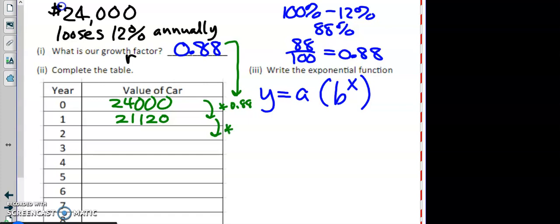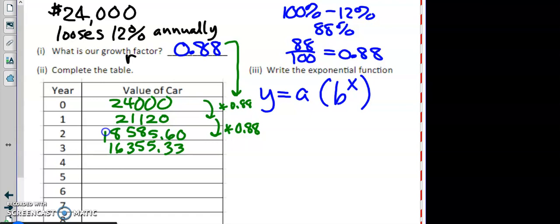To figure out what the car is worth after the second year, we'll multiply again by 0.88, and you will get $18,585.60. If you continue by multiplying by 0.88, after year 3 it's $16,355 and about 33 cents. I'm just taking the answer in my calculator and multiplying by 0.88, so your answers may be slightly different than mine, because maybe you're rounding first and then multiplying by 0.88. But your answers should be very, very close.